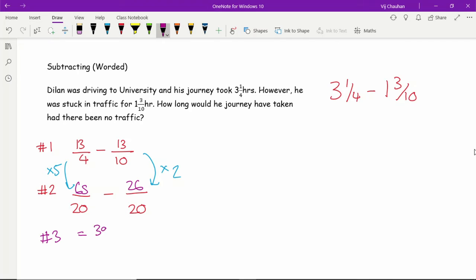So that's 39 over 20. And again, how I've got that is by doing 65 minus 26 all over the same denominator. And as that's a mixed number, how many 20s go into 39? That'll be 1, remainder of 19 over 20, and that's in hours. And there is our final answer.